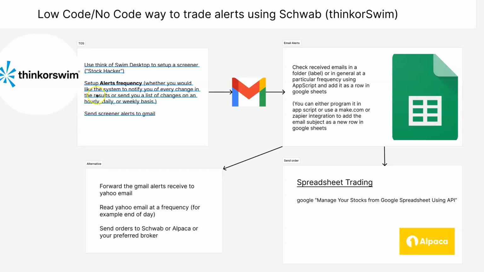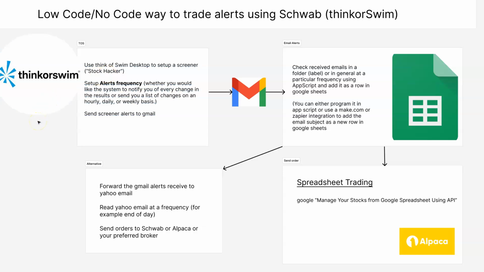So what you do is you set up a ThinkorSwim account. You go to the desktop app or even the web app. I have done this in the desktop app. Then you set up the screener and go to this, search for ThinkorSwim Stock Hacker, and you will get the directions for how to set up alerts.